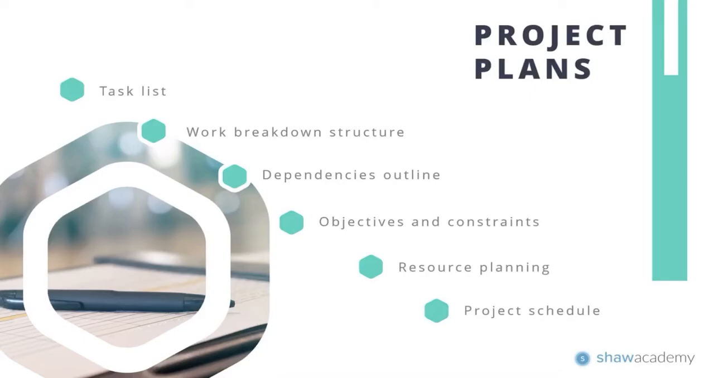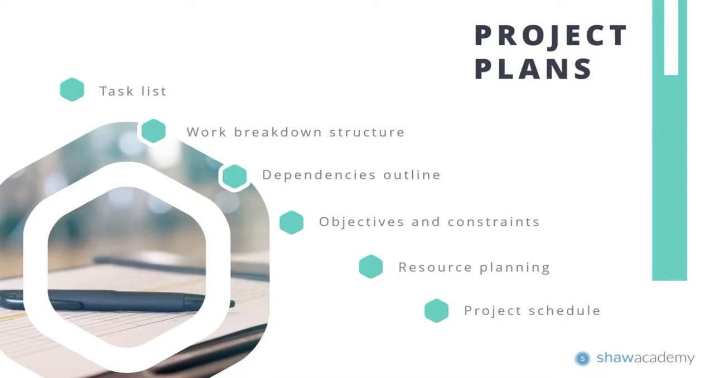Firstly, we have your task list, and this will break down any big chunks of work into little pieces so we can identify the scope and the time required for our project. Then we have work breakdown structures, and these are hierarchy diagrams that take the bigger chunks of work and visually show how they are broken down into smaller tasks.